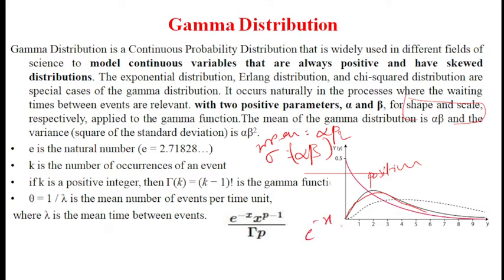What is the formula for this gamma distribution? E power minus x, x power p minus 1, by gamma p. Here E indicates the natural number, so we take the value from the gamma distribution table. K indicates the number of occurrences of an event. If k is a positive integer, then gamma k is equal to k minus 1 factorial, which is the gamma function.